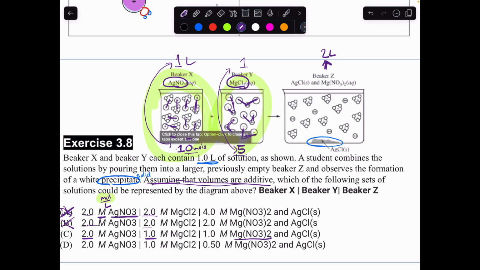Once again, MgNO2, so I'm going to group them back together. 1, 2, 3, 4, 5. So this has 5 moles, but remember, twice the volume. So the concentration is going to get cut in half. And that's how I know it's answer D, because my ratio is 2 to 1 to 0.5. If I look at 10, 5, in a sense, this would be like changing it to 2.5.